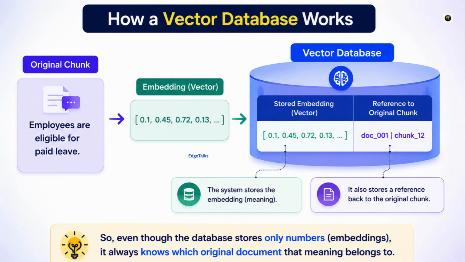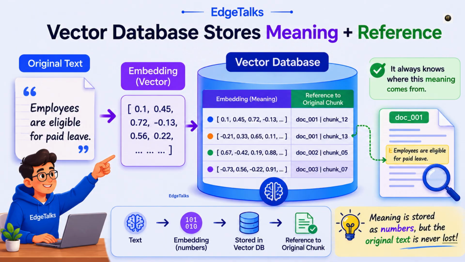Now imagine the system stores something like this: "Employees are eligible for paid leave," and the relevant embedding is also stored there. The original text still exists. The vector database stores the embedding along with a reference back to that original chunk. So it always knows which document that meaning belongs to. Instead of searching words directly, it searches those vectors.